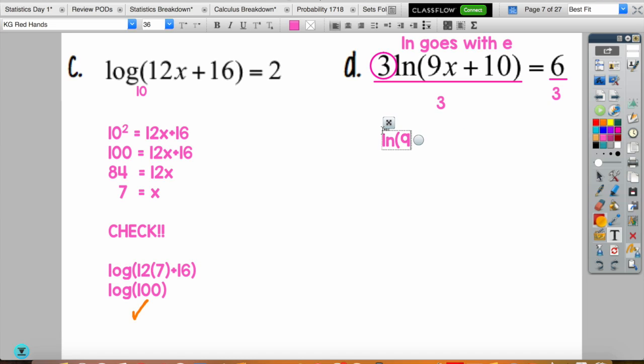Now, what's the base? For natural log, it's going to be e. The base of any natural logarithm is going to be e. e and natural log go together. So it's going to be e as your base, still raised to the second power, and it's going to equal 9x plus 10.